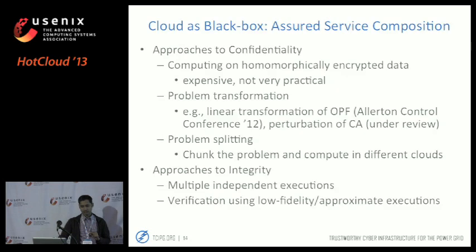Mike talked about end-to-end, and I'm calling that the cloud as a black box. The cloud is what it is, and I'm trying to create an assured service by composing or doing something on my side. For example, if the cloud doesn't provide any confidentiality guarantees, I could encrypt my data using homomorphic encryption and then do my computations on top. That's not really practical today, but it gives you a thought of how it might work. The other option is problem transformation: you can transform a power problem linearly, do the computations, and invert it.